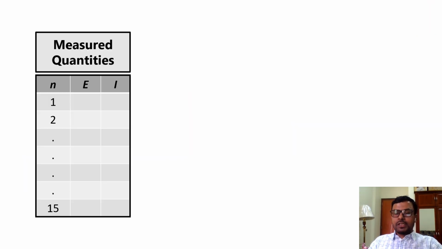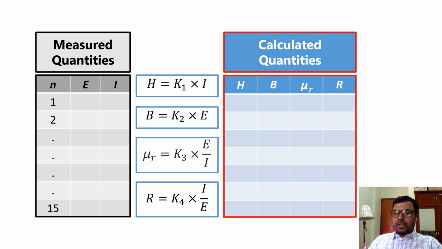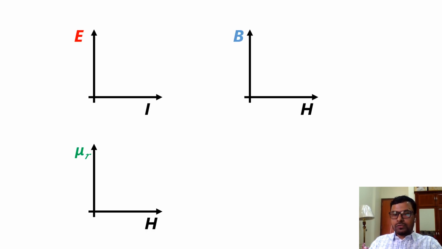During the experimentation, we have measured the quantities E and I. Now, using this formula in the KC software, we can calculate other quantities like H, B, R, and mu R. After calculation of the required quantities, we have to plot E versus I, B versus H, mu R versus H, and R versus H. Finally, we have to make a couple of comments on the plots as per the report requirement. That's all.